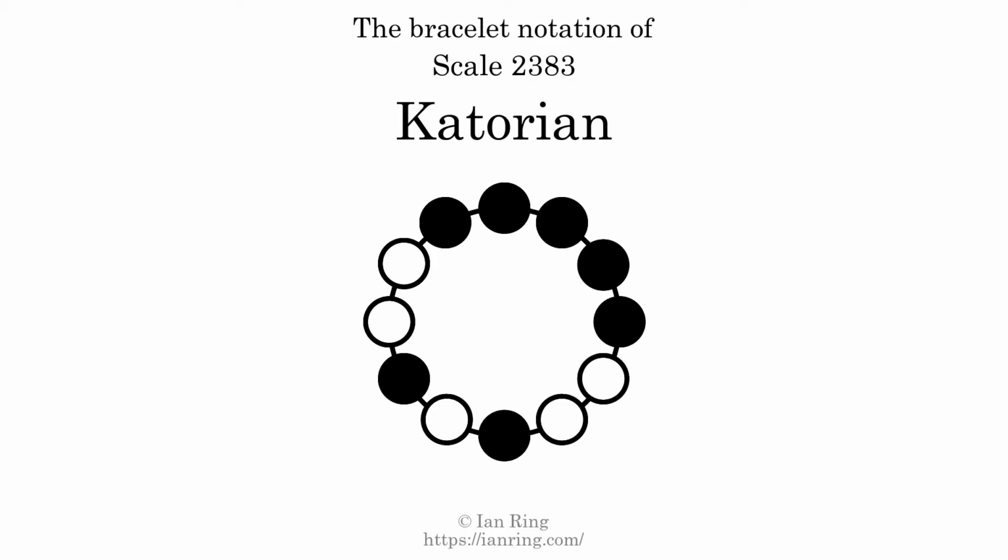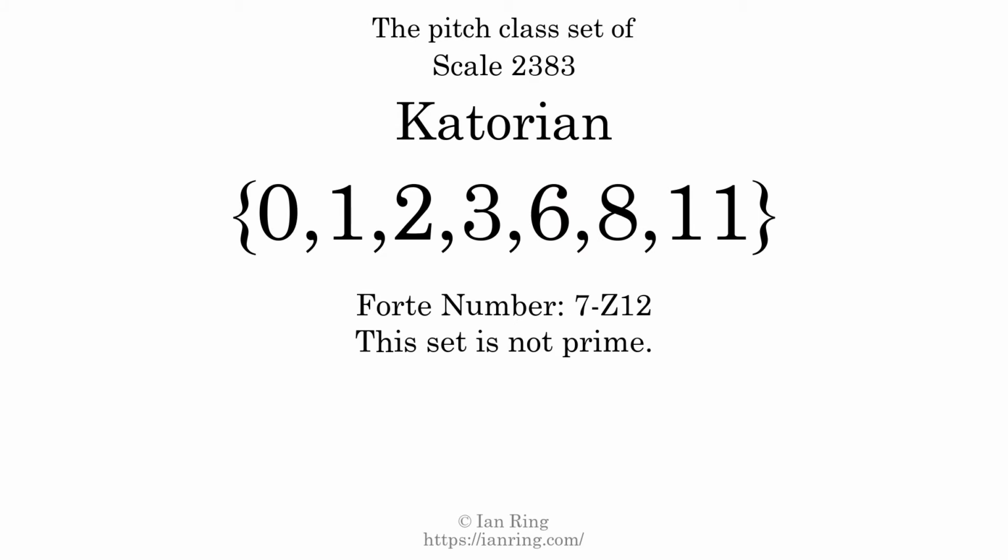This is a bracelet notation diagram of scale 2383. The shaded circles represent tones that appear in the scale, and they are read clockwise, starting at the top. The pitch class set for this scale is 0, 1, 2, 3, 6, 8, 11. The Forte class is 7Z12. This set is not prime.